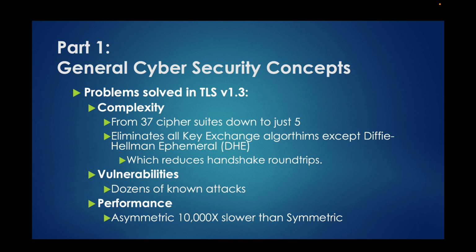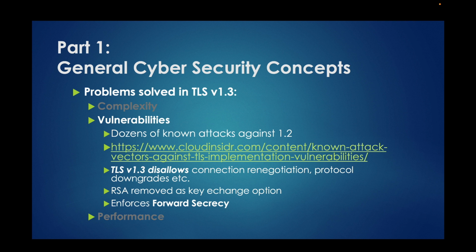Dozens of vulnerabilities have been discovered and documented in TLS version 1.2, which 1.3 has closed. And since asymmetric key cryptography algorithms take approximately 10,000 times the resources as symmetric, 1.3 eliminates most of the use of the former. For a deeper dive into version 1.2's vulnerabilities, see this article. Version 1.3 disallows connection renegotiation and protocol downgrades. That is where a malicious client tries to get a server to use an older, more vulnerable Cypher suite in order to exploit its known weaknesses. Also, RSA is not just deprecated but eliminated as a key exchange option due to its weaknesses in that step.